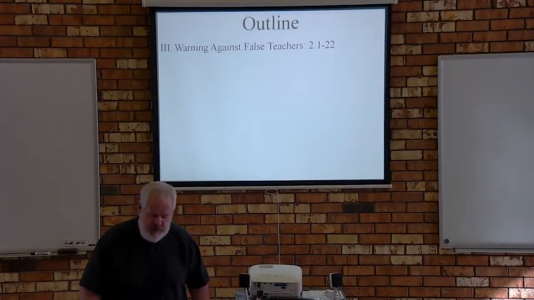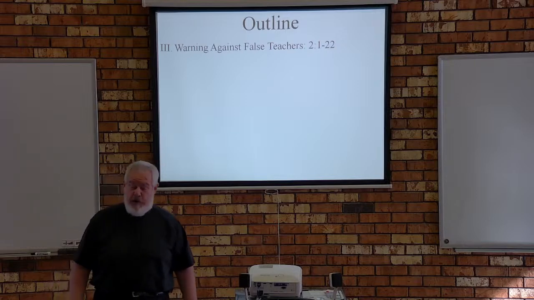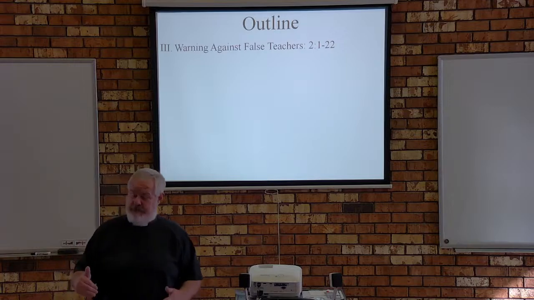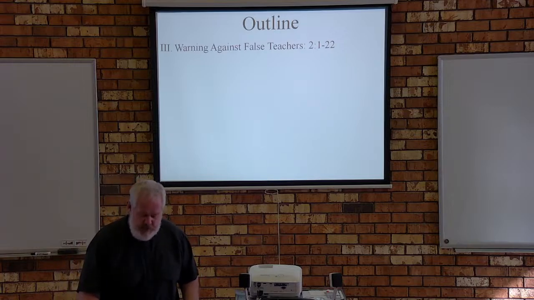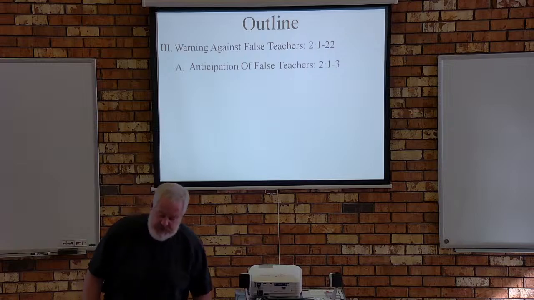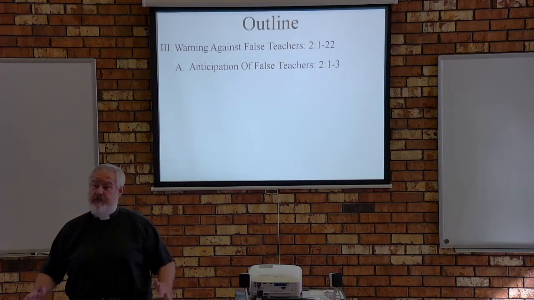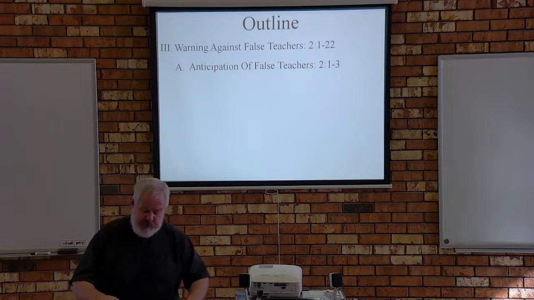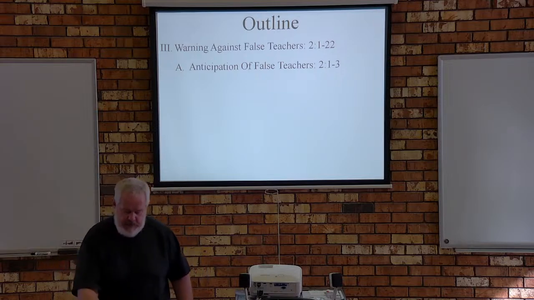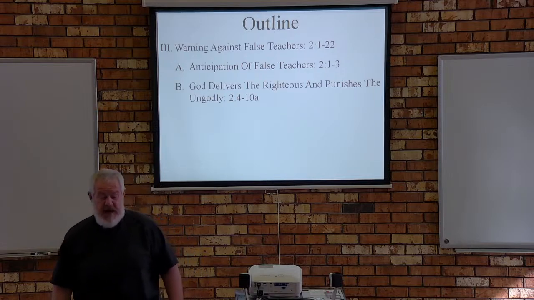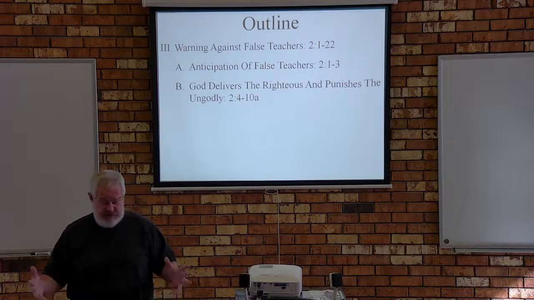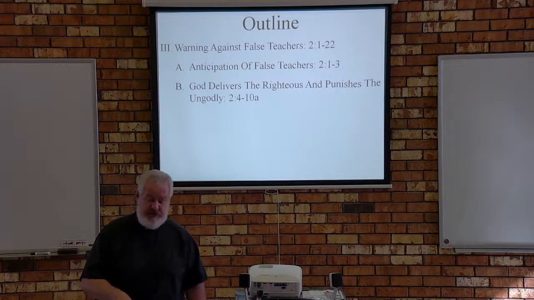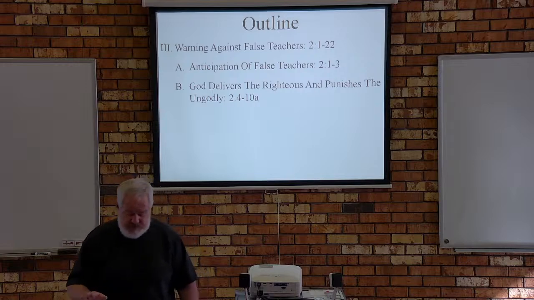And now we're going to move to the next part, which is a warning against false teachers. This is found in chapter 2, verses 1 to 22, and it's also broken down in a couple of ways. He starts with a rationale for why you would anticipate false teachers, in verses 1 to 3. And then he goes into how God delivers the righteous and punishes the ungodly, in verses 4 to 10a.